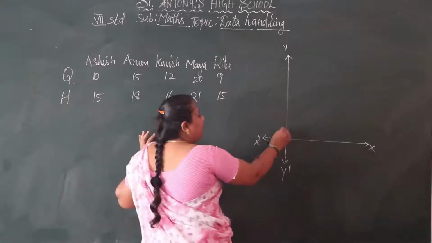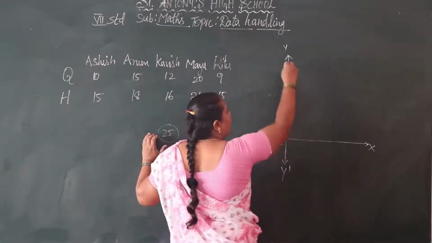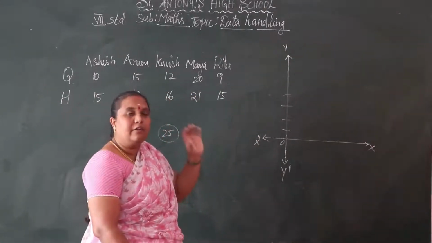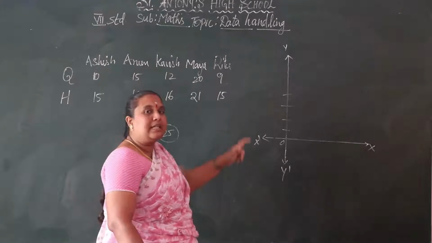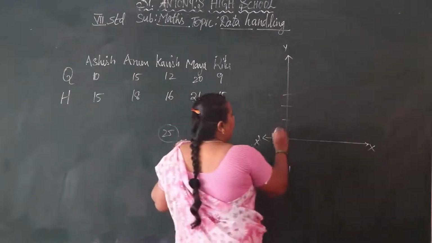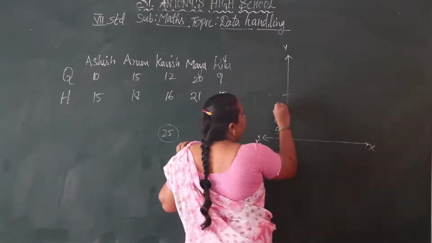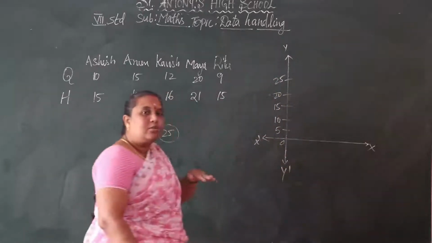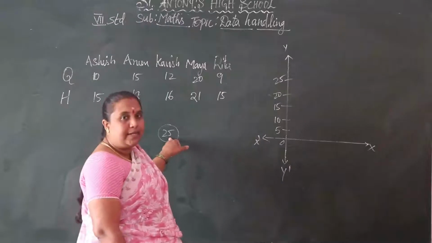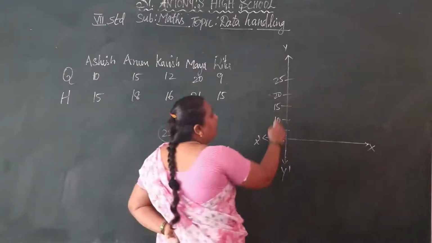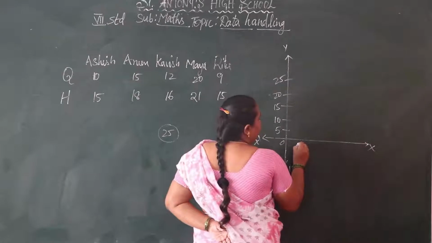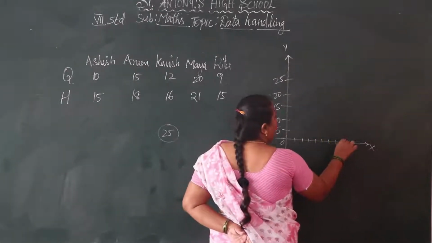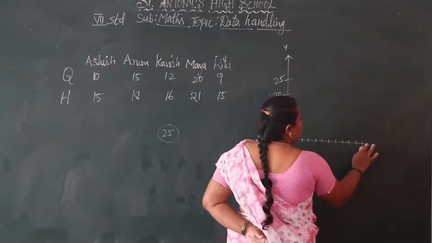If we take 1, 2, 3, it will become very large. So we take a scale of 5 units on the y-axis: 5, 10, 15, 20, 25, from 0 to 25. And then the observations. What are the observations here? Like this, we have the units on the x-axis.